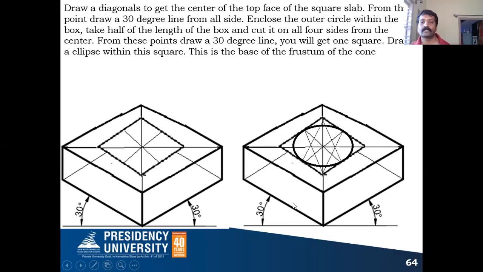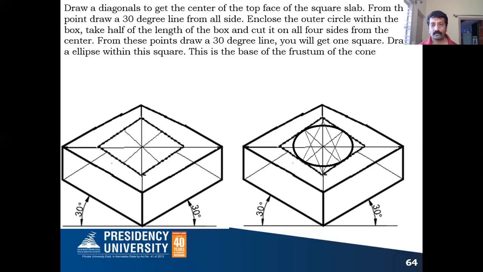Okay, you can observe this cursor carefully. From this intersection, either this or this as the radius, you draw this portion of the arc. Now, from this intersection, either this or this as the radius, you draw this particular portion of the arc. Then you're going to get ellipse within this square. That means this ellipse is the base of your frustum of a cone. So the base of the frustum of a cone we have completed.